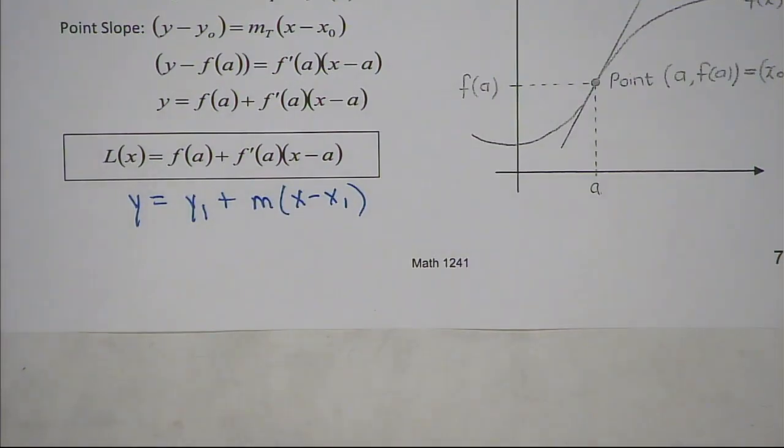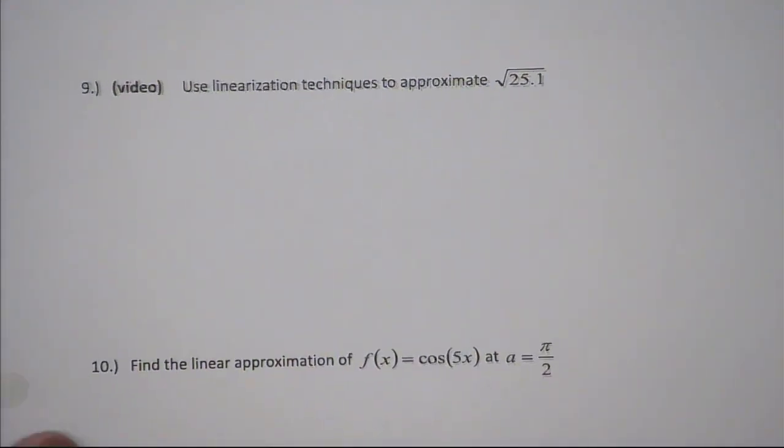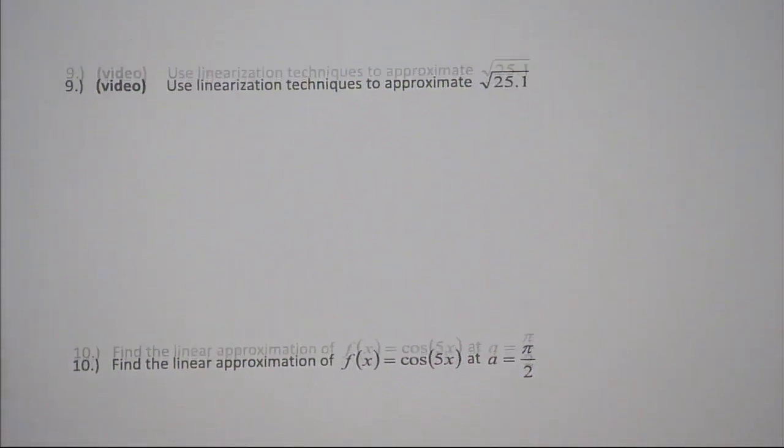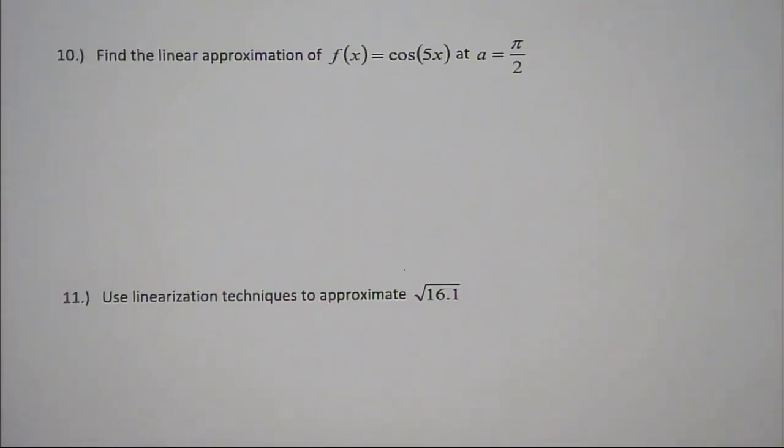Okay. So all we have left is to do a few of these linearization problems and approximate some values. So we're doing the same thing. We're approximating values with 1 point. So instead of 2 points, what if you only have 1 point? So Dr. Taylor did numbers 8 and 9 with you. So I'm going to do numbers 10 and 11.